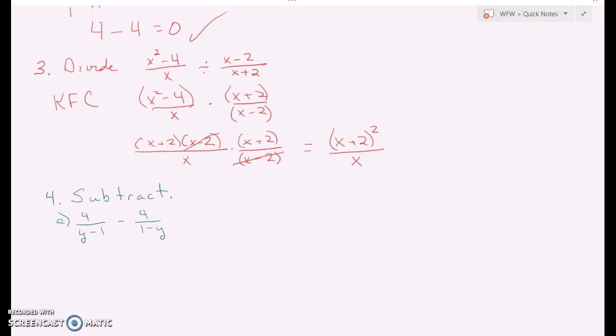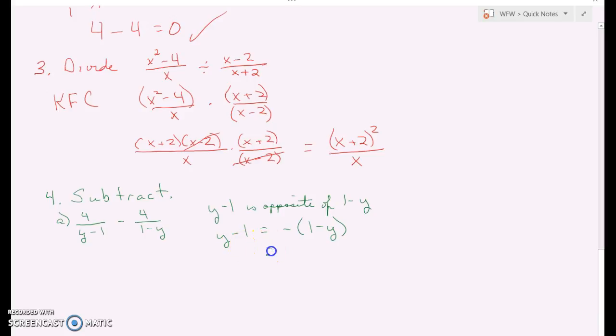In number 4, we are going to subtract 4 over y minus 1 minus 4 over 1 minus y. Okay, let me remind you about opposites. Y minus 1 is opposite of 1 minus y. And so if you multiply 1 minus y times negative 1, you get y minus 1. Because they're opposites. So the opposite of an opposite is what you start with.